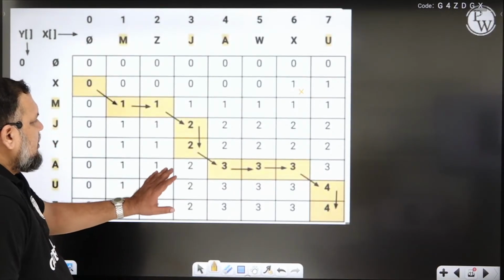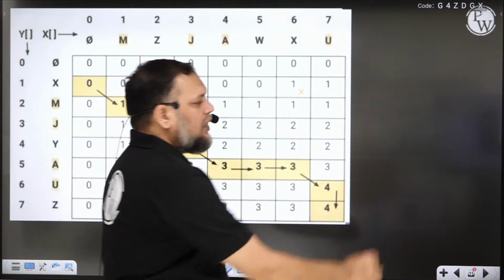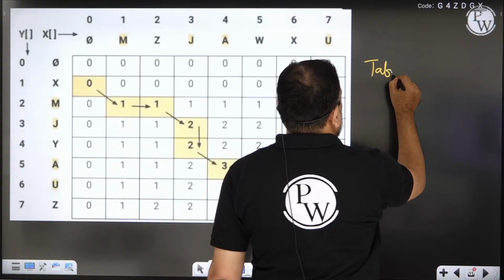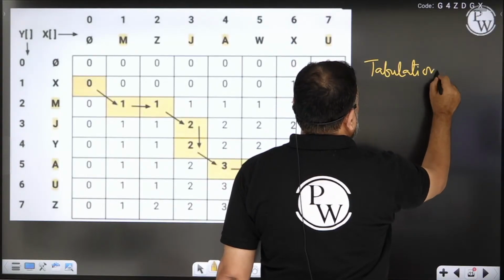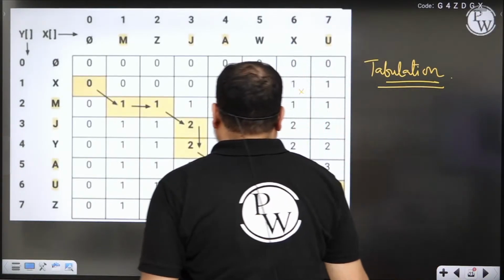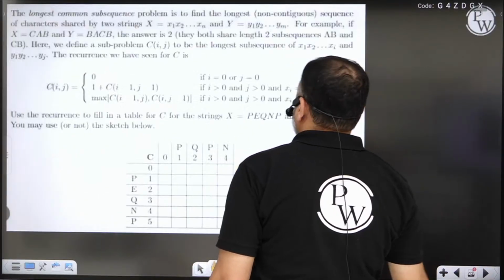So this is the tabulation process. So what is this called? This is called tabulation process.